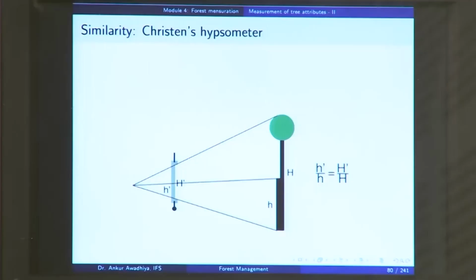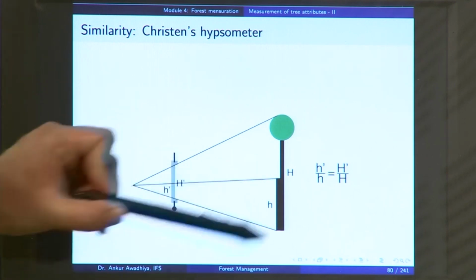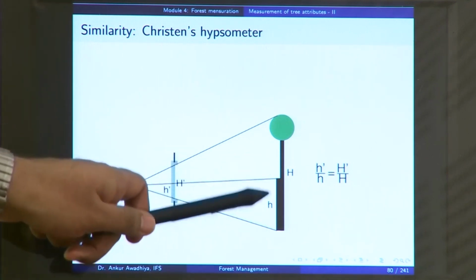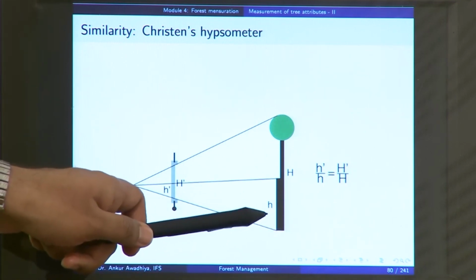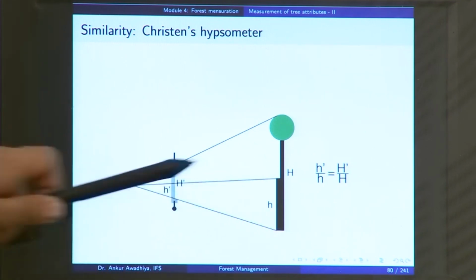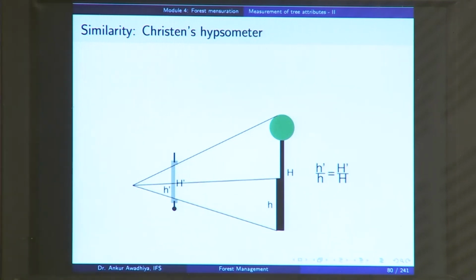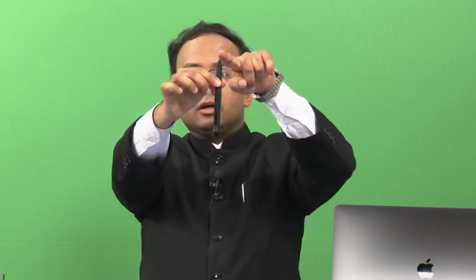Now, if you want to find out the height of a tree, what you do here is that you take a rod of a known length, let us call it small h, you place it near the base of the tree. So, it is now right next to the base, and you keep your hypsometer in a vertical position. So, you will keep it like this, and you will place it in such a manner that you are seeing the top of the hypsometer and the top of the tree, and you align your hypsometer in such a manner that both these points come together.